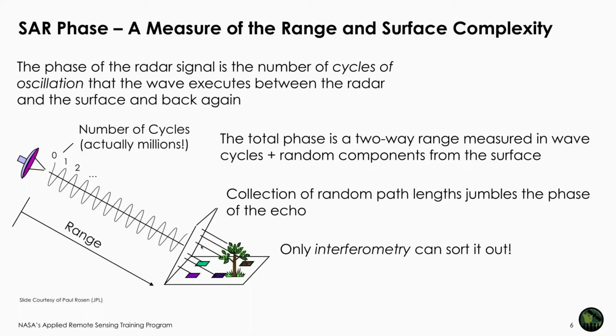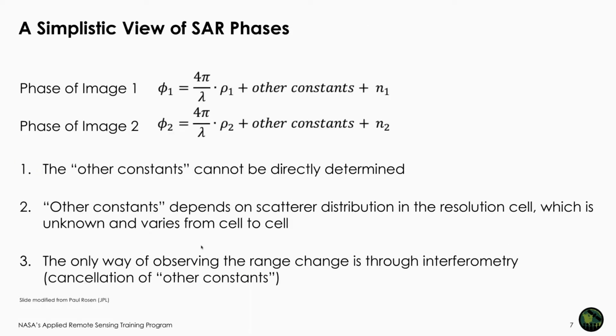The key thing is interferometry. Interferometry is taking the difference in the phase between two different images. And we do that by taking the phase of one image and the phase of the other image and subtracting them. So if we look at the equations for what the phase is made up of, there's this important constant you'll always see in things to do with radar phase: 4 pi over lambda, lambda being the radar wavelength.